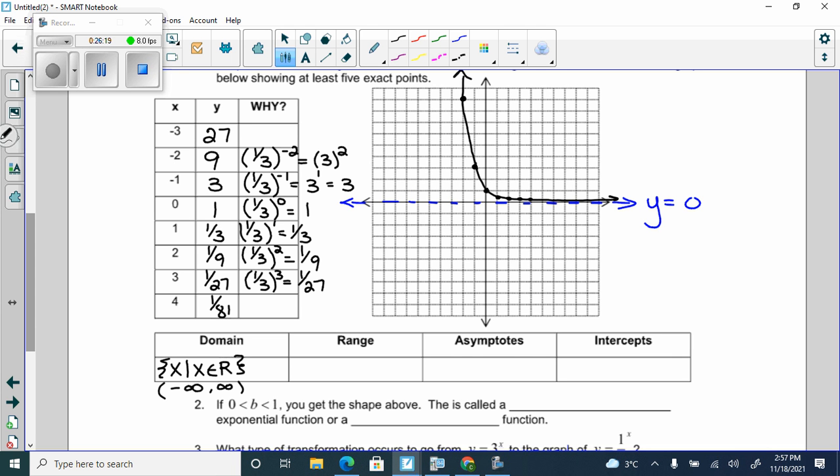Does it change my range? The whole graph's still above 0. The only thing that affects it is a reflection, right? So that didn't change, the decreasing part. Oh, not equal to. It's y greater than 0. Did my asymptote change? Nope. Horizontal asymptote.